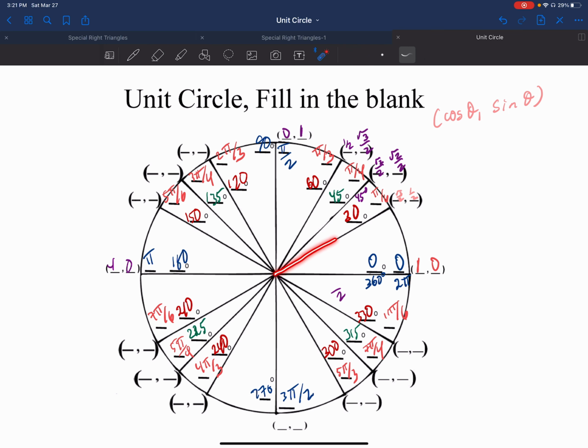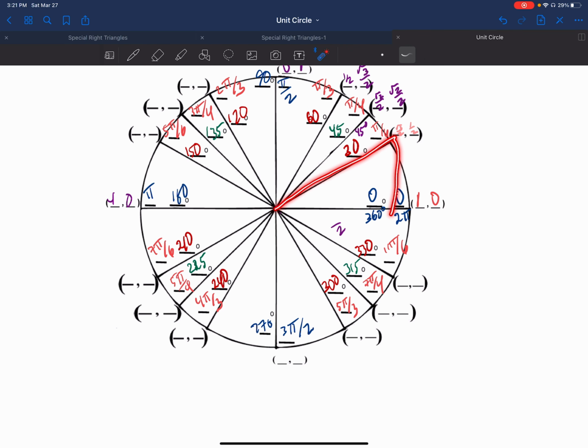So if we look at this triangle right here, and we look at this triangle on the opposite side, we notice that they're both 30, 60, 90, and also notice that the hypotenuse is 1 for both of them. So we know that this point is going to be similar to the point on this side. The only thing different is going to be the signs. So since this one is in quadrant 2, I know my x is going to be negative and my y is going to be positive. So this is going to be negative square root of 3 over 2, comma positive 1/2.